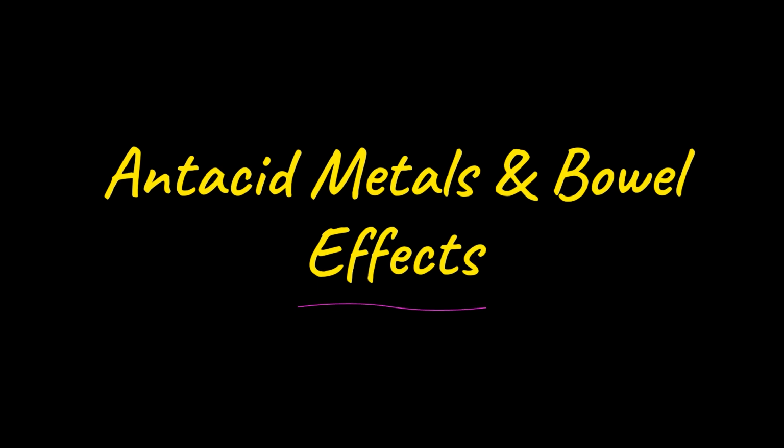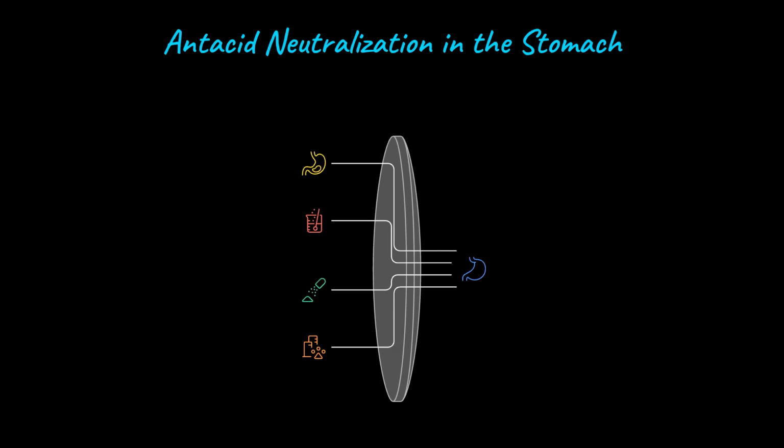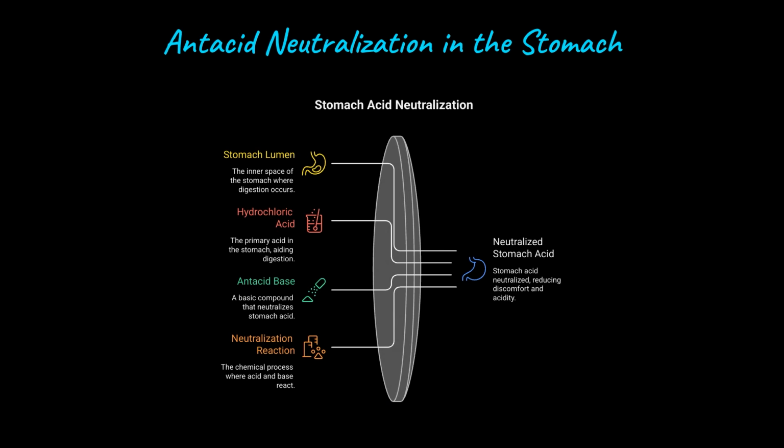but the metal at the core of each antacid does more than neutralize acid. It also determines what happens further down the digestive tract. The neutralization itself is simple chemistry. A base meets acid in the stomach, raising the pH and easing irritation of the stomach lining. This mechanism is shared across all antacids, regardless of which metal they contain. The key distinction is the metal.